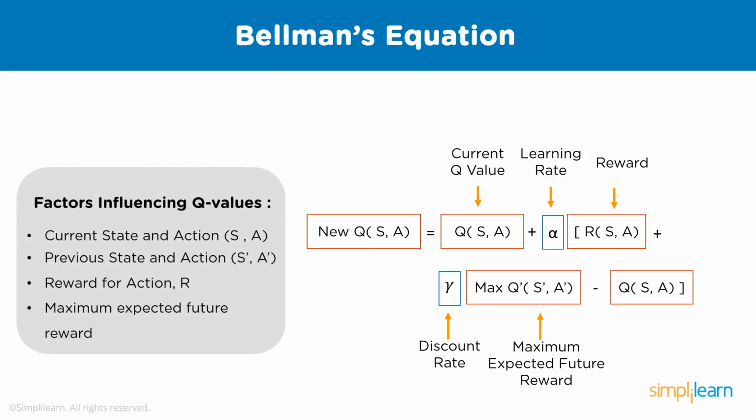Factors influencing Q values: the current state and action, that's your S, A. Then you have your previous state and action, which is your S prime, A prime, I guess, I'm not sure how they reference that. So this is what happened before. Then you have a reward for action, so you have your R reward. And you have your maximum expected future reward. And you can see there's also a learning rate put in there and a discount rate.